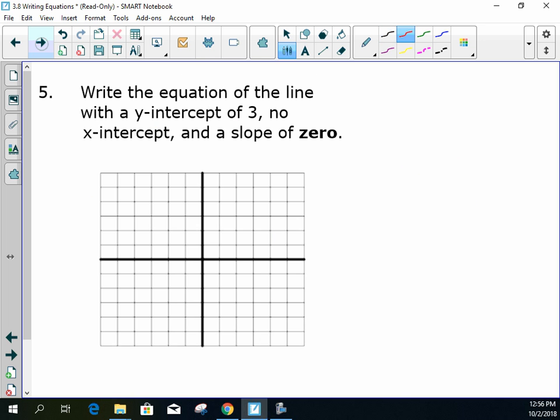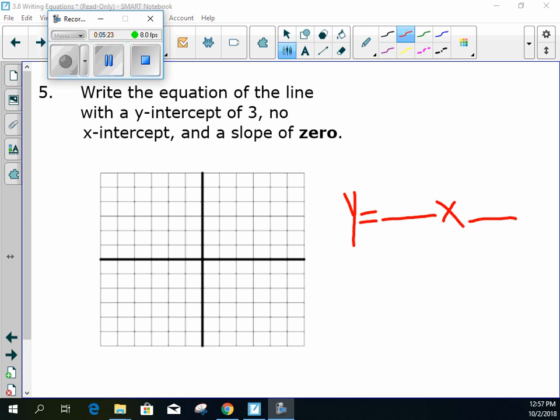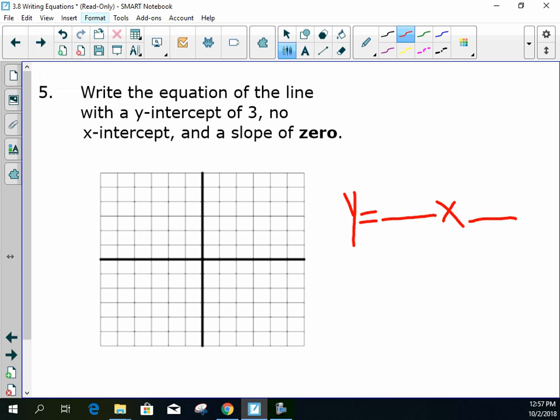Let's go to this one. Write the equation of a line with a y-intercept of 3 and no x-intercept and a slope of 0. Do I have a slope? Yes, I do. It's 0. So now I don't see x-intercepts where y equals blank x blank. Okay, so what is my slope, kids? No, my slope is 0.